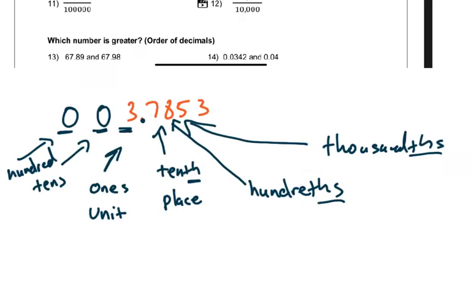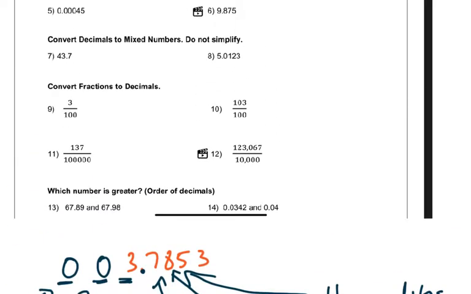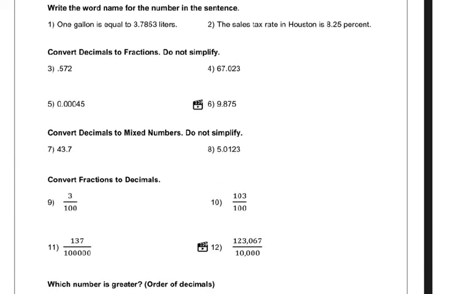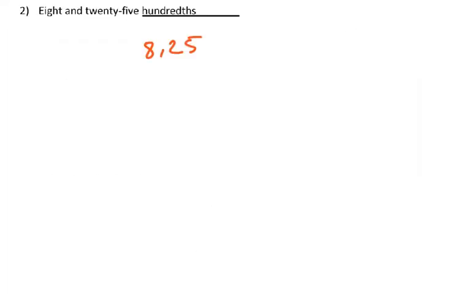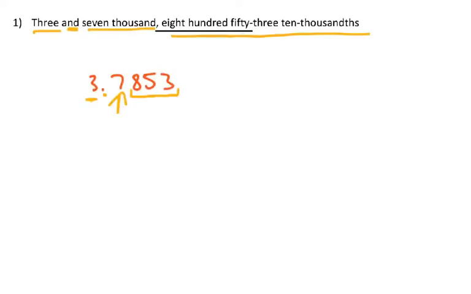Let's look at the next one. So the next one is going to be the sales tax rate of 8.25. So the way we say that is 8 and 25 hundredths. Now, what I would like to point out here, and in both of these, is here we see hundredths, because this is the hundredths place. If we look back in the past one, we see ten-thousandths, because this is the ten-thousandths place.